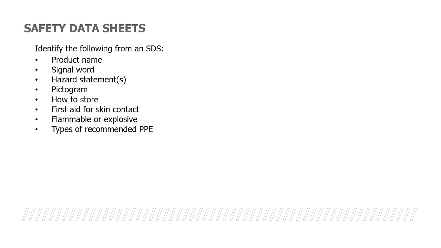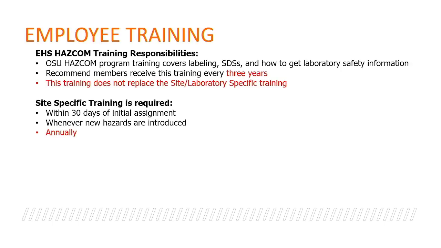What is the product name? What are the signal words? What's going to be the hazard statement? What kind of pictograms are we going to have for this product? How do you store it? What's the basic first aid? Is this product explosive? Is it flammable? What types of PPE do I need to wear? That's just some of the basic information you're going to find on a safety data sheet.